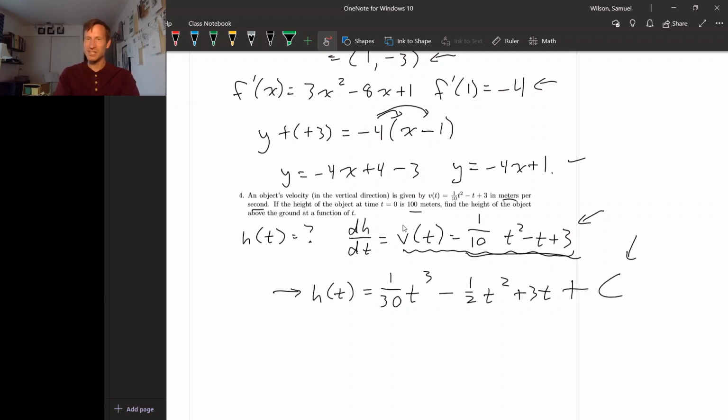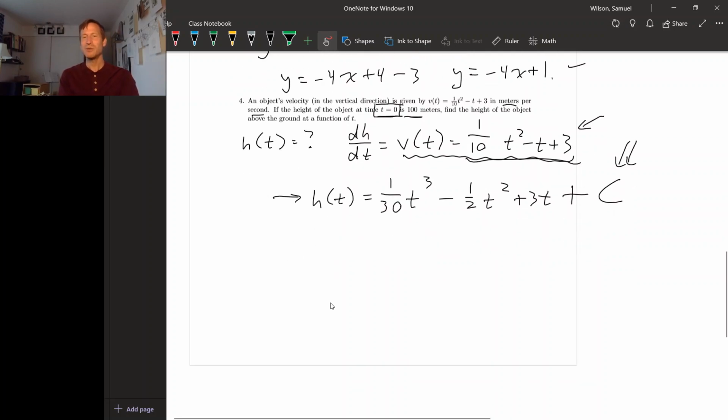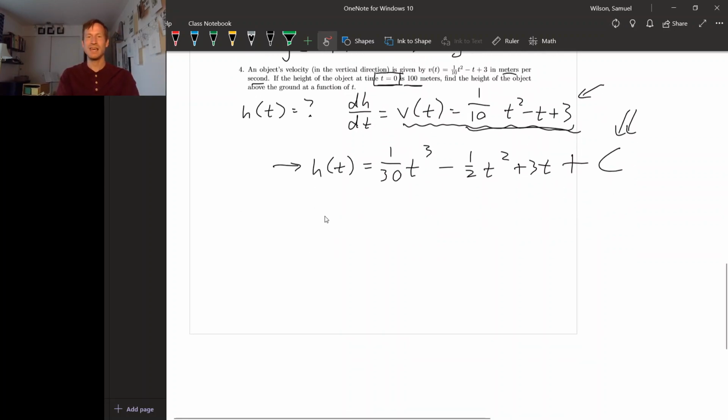But we have an initial condition. The height of the object at time t equals 0 is 100 meters, and hopefully you remember that when you're undoing a derivative, it's an initial condition that determines what this unknown constant is. So now that we have a partial formula for h of t, we can use this initial condition to find capital C. And you use the initial condition by plugging it into the function. So where the t value here is 0, and we know that h of 0 ought to be 100 because the object is at height 100 meters when time is 0.